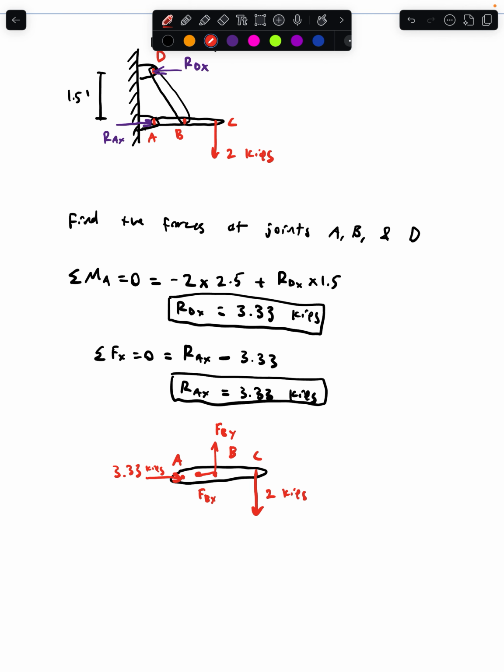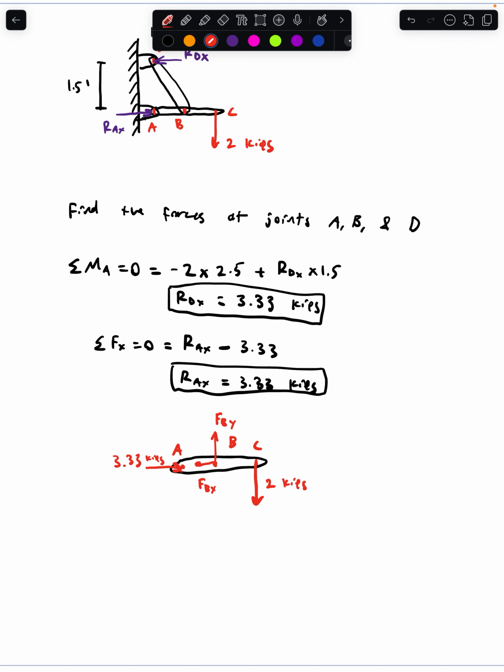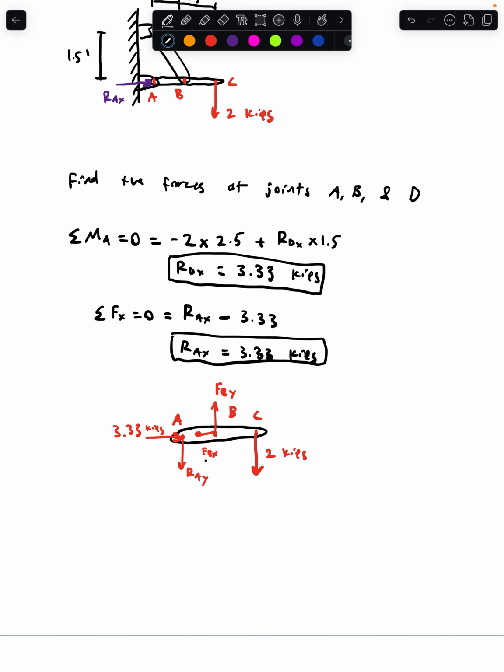And then from here, we can actually just intuitively figure out the direction of A as well. So if I take a moment about B, this force at C is going to rotate me clockwise. So at A, we have to rotate it counterclockwise. So we're going to be going down like that. That's reaction force y. Okay. So now we can go ahead and solve for a few of these. So right off the bat, we can get FBx. That's just going to be equal to 3.33 kips.